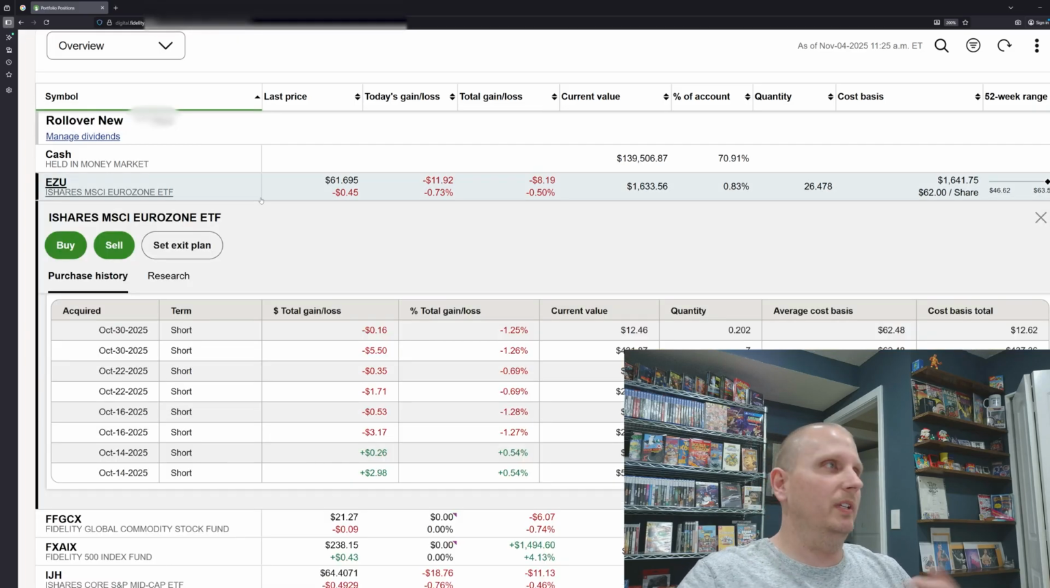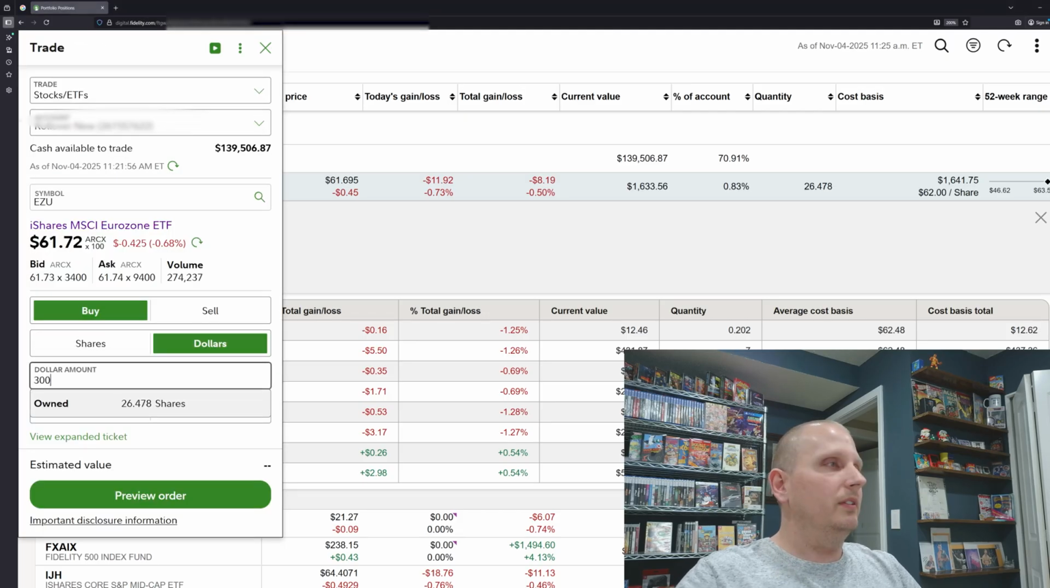So EZU, this one is a Eurozone exchange traded fund, ETF. So this one will execute right away. And this one is just going to invest in companies in Europe, right? EZU, I want $300.